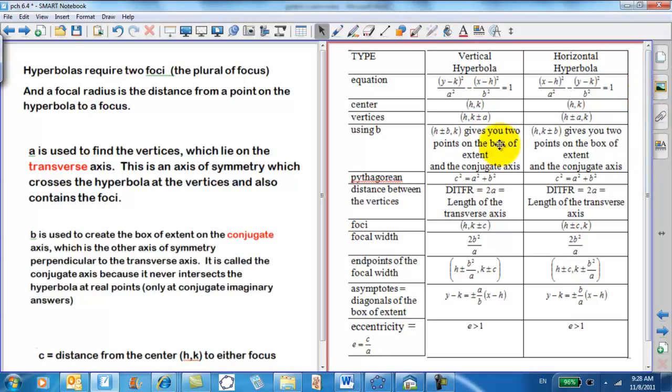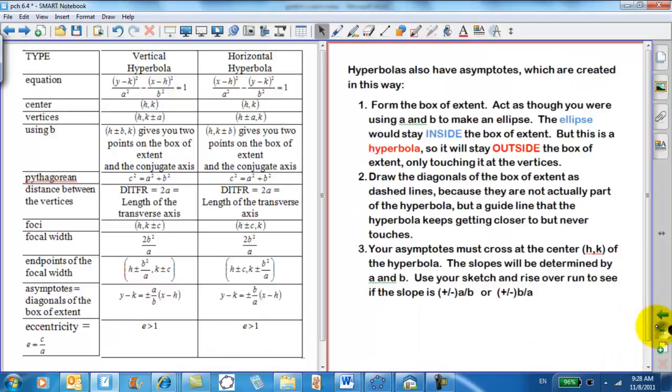And here are our various tricks for coming up with the vertices and using b to form the box of extent and so forth. The ditver that we talked about before. Focal width is still 2b squared over a, just like in the ellipses. Now the eccentricity, though, is greater than 1. And also in hyperbolas we have asymptotes. So let's talk about those.